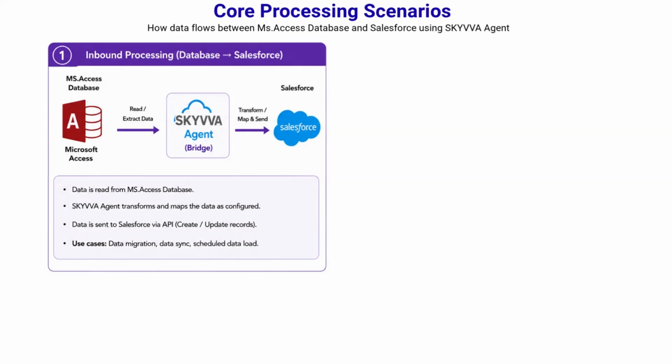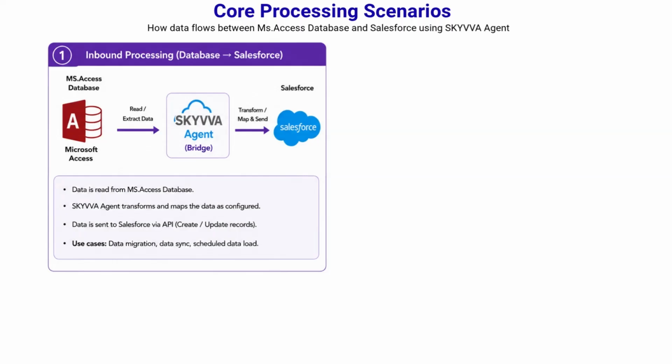The integration begins when the SKYVVA agent securely connects to the Microsoft Access database and reads the configured business data, such as customers, products, orders, or other records required for the integration. The agent extracts only the necessary data without modifying the source database.